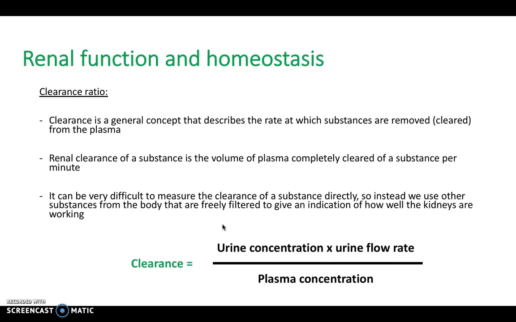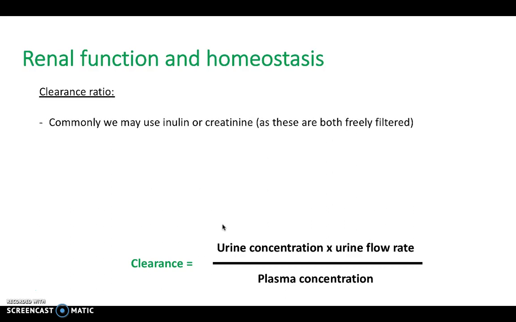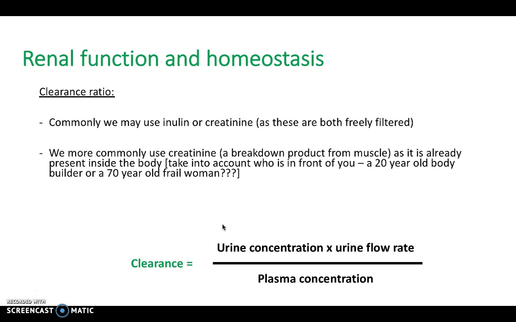And we do this through the equation: clearance equals urine concentration times urine flow rate, divided by plasma concentration. So commonly we use things like inulin or creatinine because these are both freely filtered. Having said this, we tend to use creatinine more because inulin has to be injected into the patient, whereas creatinine is already there from muscle breakdown.